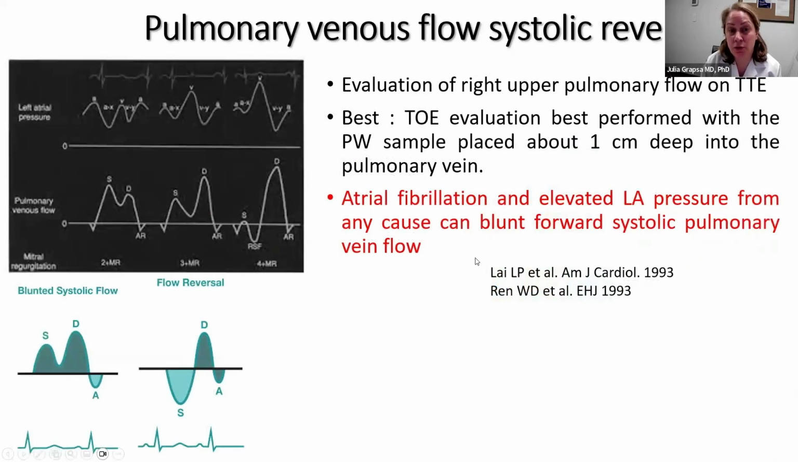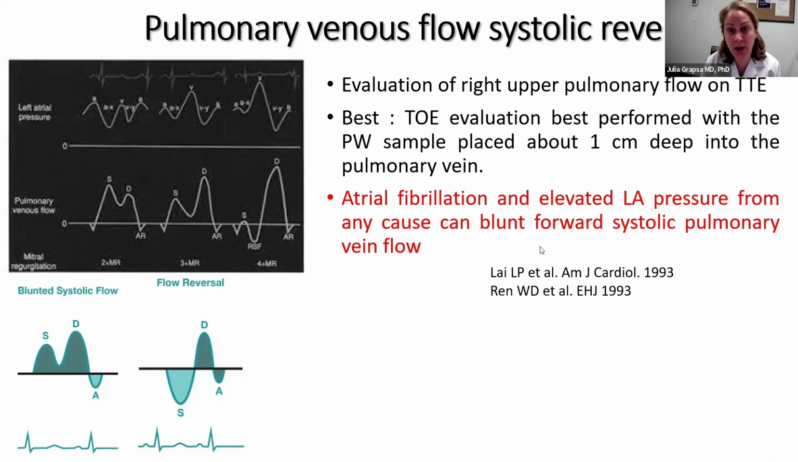Then we usually assess the pulmonary vein systolic reversal. However, many times patients will have atrial fibrillation and elevated left atrial pressure, and it creates blunting. So I have not really seen real flow reversal, except in very few cases where the patient is in sinus. Most times we see blunting.